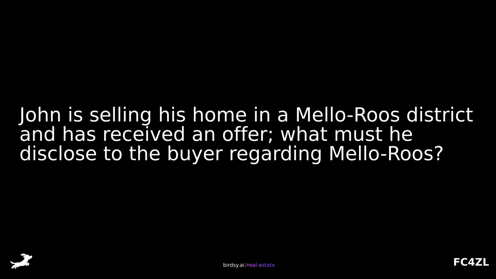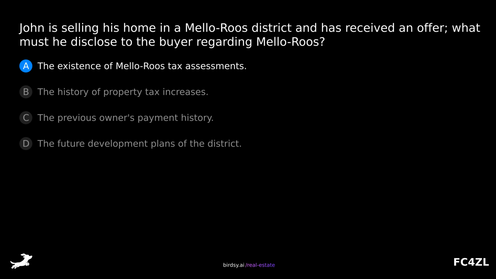John is selling his home in a Mello-Roos district and has received an offer. What must he disclose to the buyer regarding Mello-Roos? Is it A, the existence of Mello-Roos tax assessments? B, the history of property tax increases? C, the previous owner's payment history? Or D, the future development plans of the district?